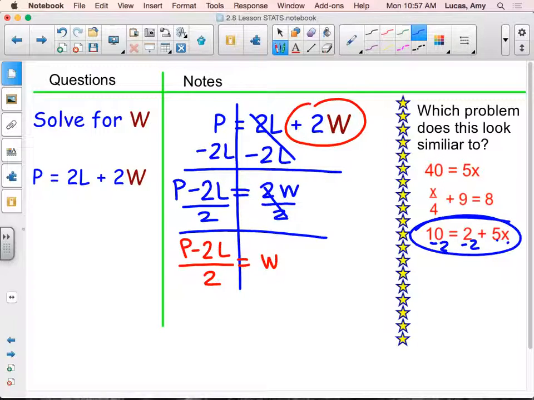In this formula, P is perimeter, and L and W are length and width. So it's the perimeter of a rectangle, and perimeter is when you add together all of the sides. So you have 2 lengths plus 2 widths.